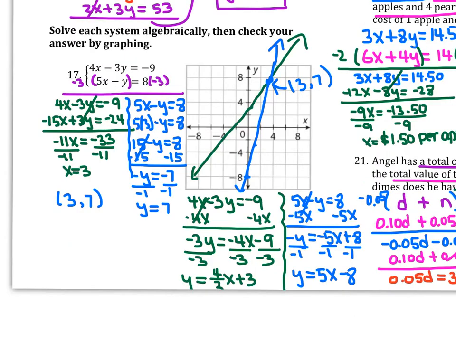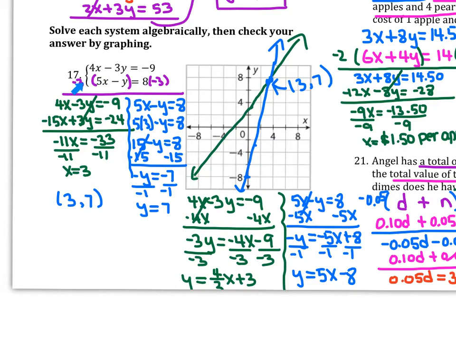Number 17. They want us to solve algebraically, and then they want us to check our answer by graphing. Algebraically means that you're just using one of the methods that you don't graph, so elimination or substitution. In this case, we're using elimination. We're multiplying here by a -3, which will change this to a +3.